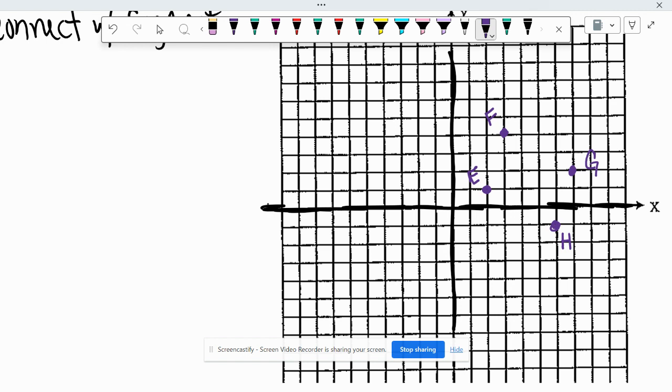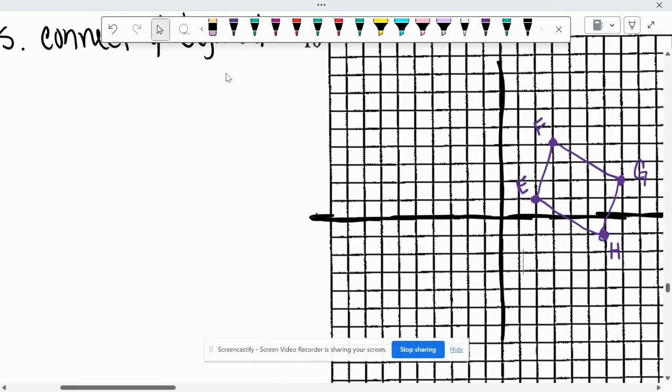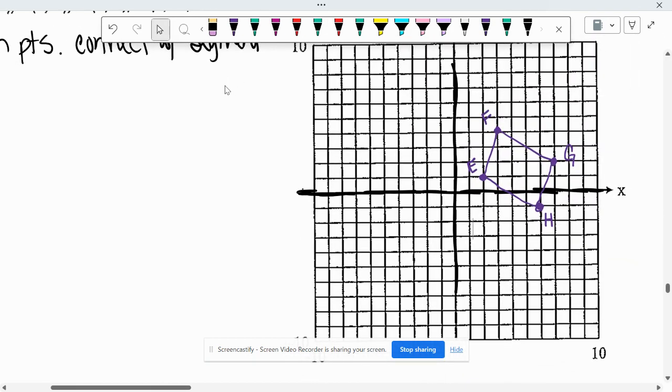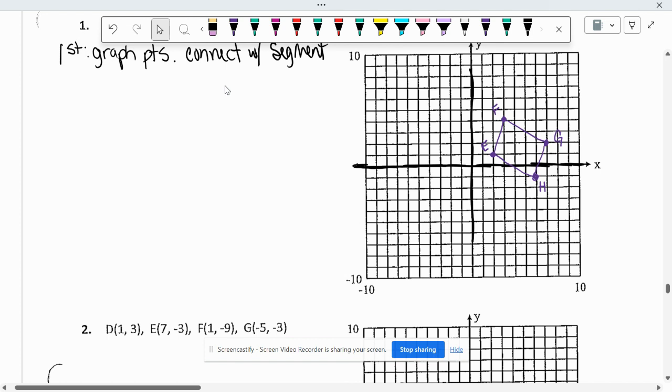Okay. So once you plot your ordered pairs, you're going to connect them in the same order that you plotted them, and they're usually in ABC order. So connect E, F, G, H back to E. So what do you think about this quadrilateral? You think it's a rectangle? I think it's a parallelogram, and we can't prove it's a rectangle until we prove it's a parallelogram. So let's do that first.